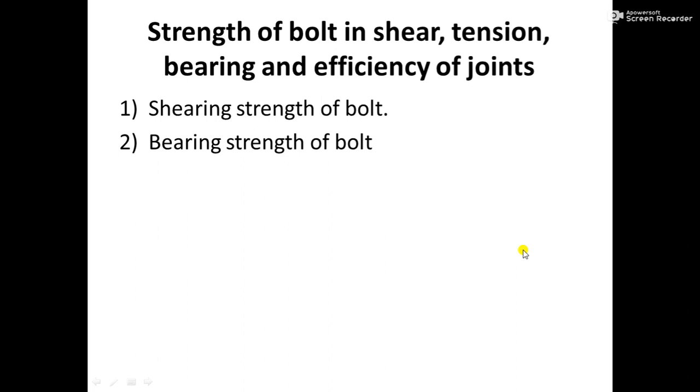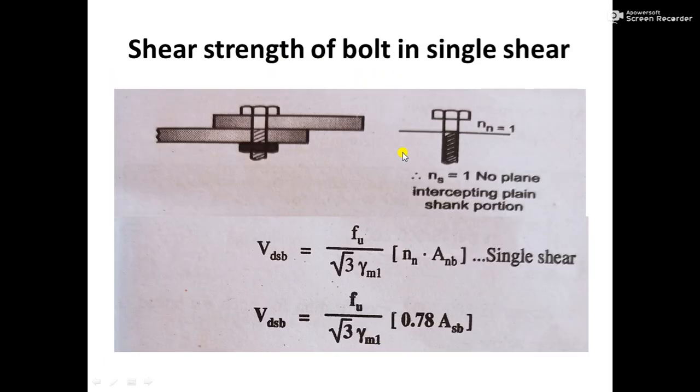Now we are going to see the strength of bolt in shear, tension, bearing and efficiency of joint. Now the strength is nothing but the load carrying capacity, or it is also known as bolt value. A bolt value, load carrying capacity, or strength of bolt are the same. So here we are going to see the shearing strength of bolt, and another one is the bearing strength of bolt.